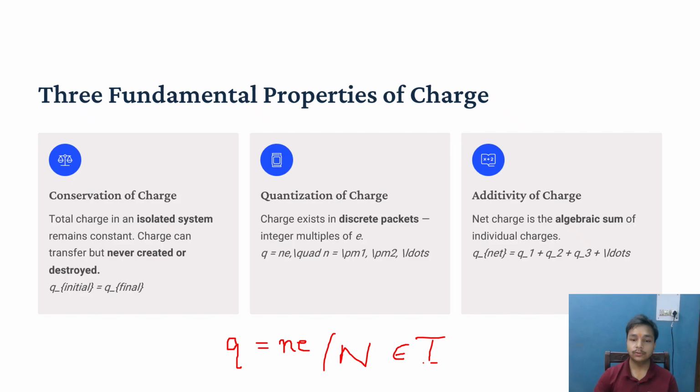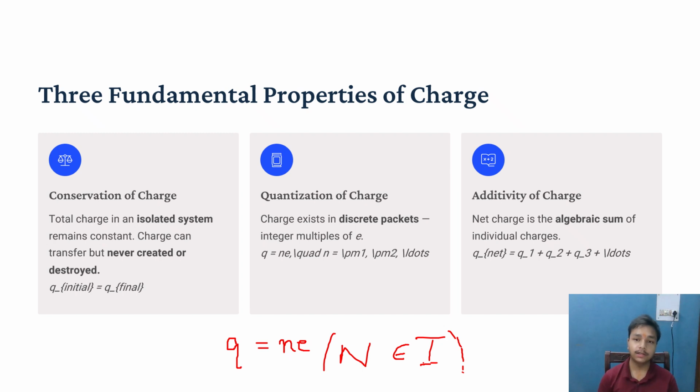So N belongs to a set of integers, that is 1, 2, 3, and so on. The charge of any object can be increased or decreased in steps of e only. This is called the quantization of charge. Any physical quantity which varies in discrete steps is called a quantized quantity, and something which can vary continuously, such as time at the macroscopic level, is called a continuous quantity. So this was all about the quantization of charge.